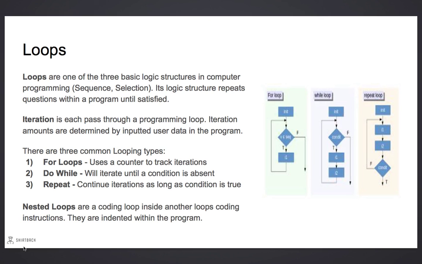3 common looping types to be familiar with are for loops, do-while loops, and repeat loops. A for loop will use a counter to track the iterations of the loop. A do-while loop will iterate until a condition is absent. And repeat loops continue as long as a condition is true. Nested loops are coding loops inside another loop. In coding programs, you can identify them because they are indented.